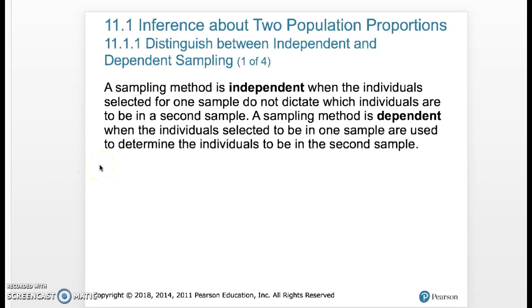We will say that a sampling method is independent when the individuals selected for one sample do not dictate which individuals are selected in the second sample. A sampling method is dependent when the individuals selected in one sample are used to determine the individuals to be in the second sample. So this can happen in a variety of different ways. We'll look at some examples and clarify, and then brainstorm some other ways that it can happen.